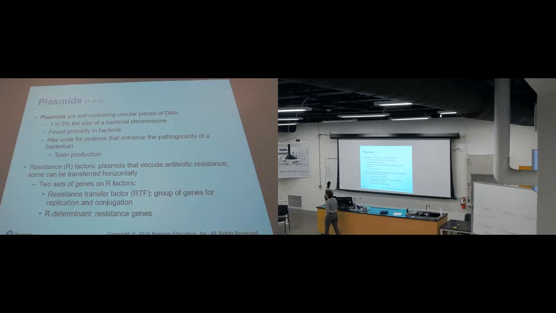So these genes that cause resistance are known as R factors. And then you can have several of them combined into a single region. This is called resistance transfer factor. And they help for replicating or conjugating. And then you have the R determinant resistance genes.